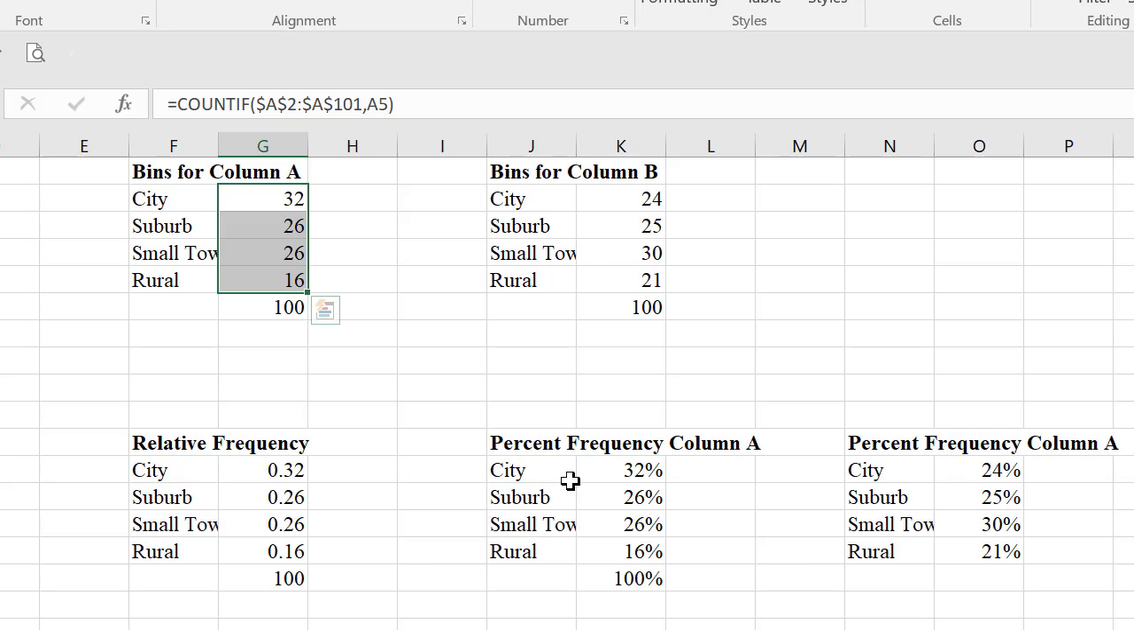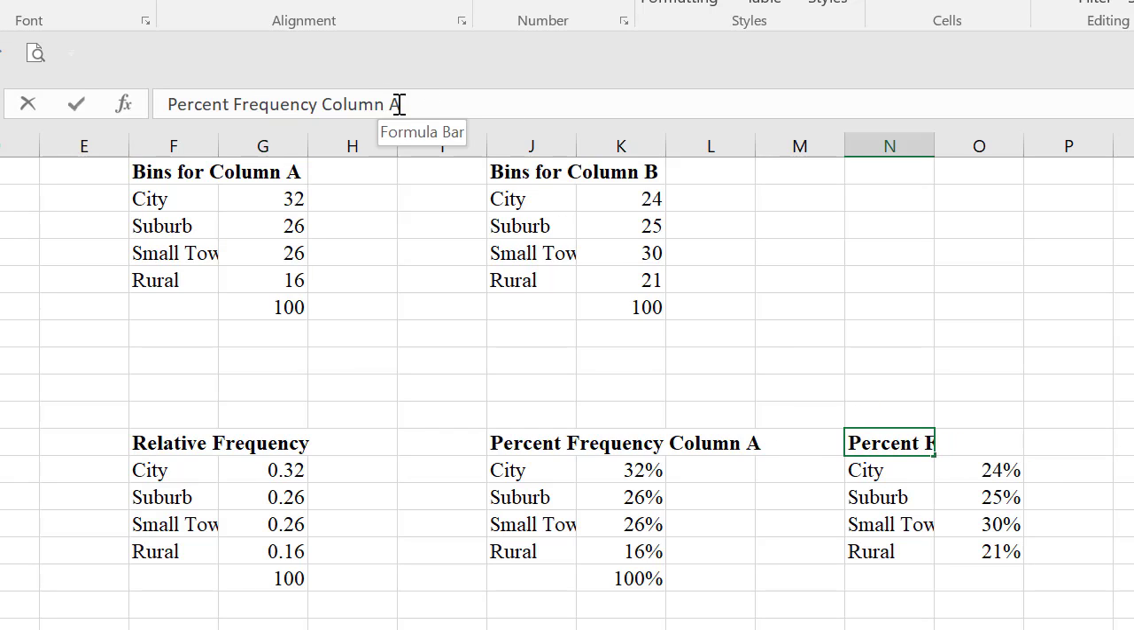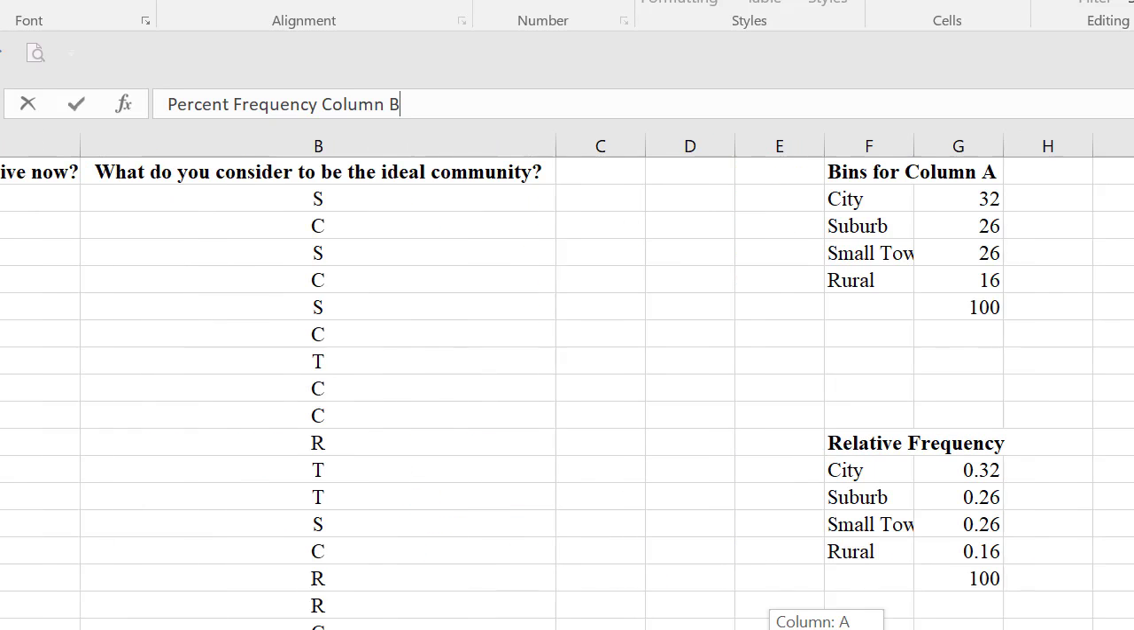So this is that column A. Again, they're just the values here that are now percentages because you divided by 100. The column should be B here, where you want to live, or with the ideal community.